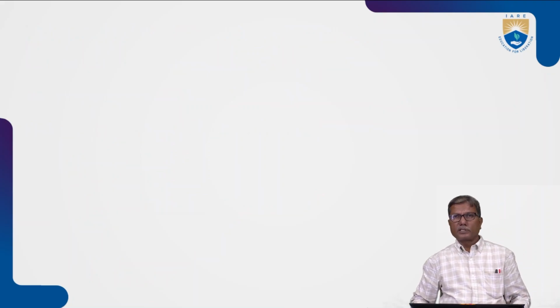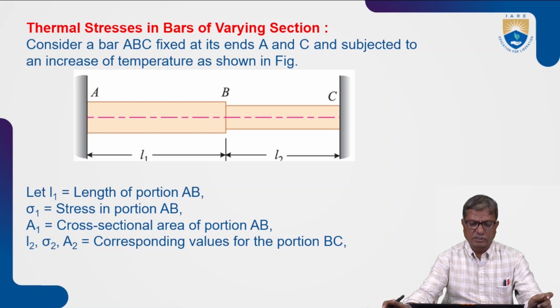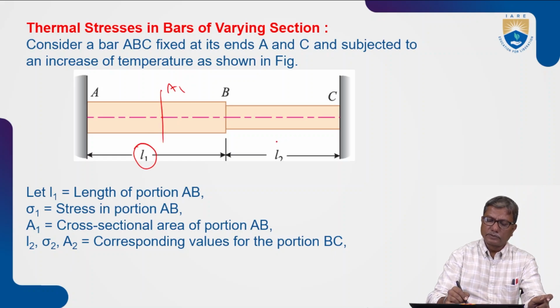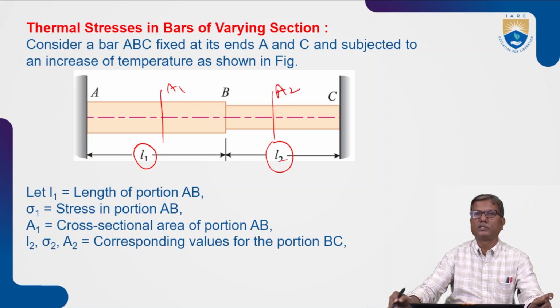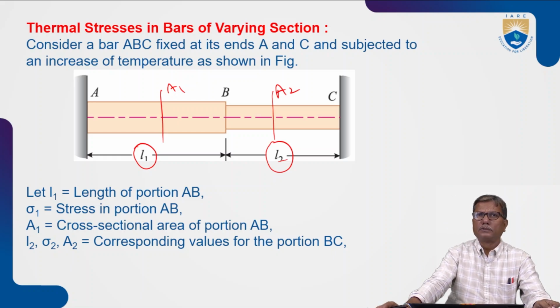So this is about tapering sections. And now let us see the case of bars of varying sections. Some portion of it is of length L1 and area A1, and the remaining portion is of length L2 and cross-sectional area A2. So now consider the bar ABC, which is fixed at ends A and C, subjected to an increase in temperature.